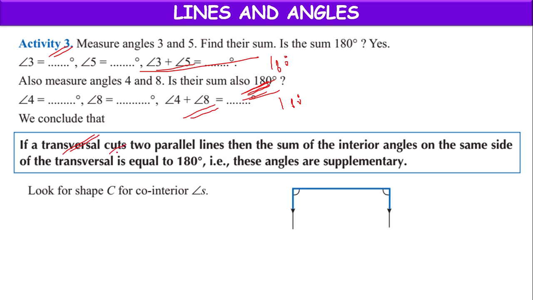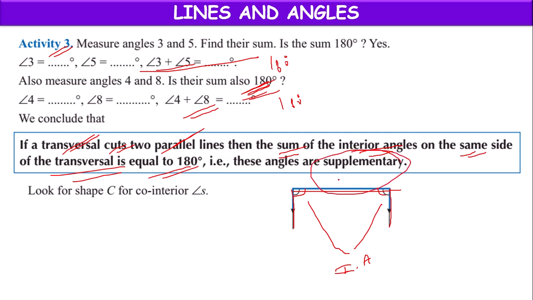If a transversal cuts two parallel lines, then the sum of interior angles on the same side of the transversal is equal to 180 degrees. If these two are parallel lines and this is the transversal, then these two are the interior angles for this transversal. Their sum is equal to 180 degrees, so they are called supplementary angles.